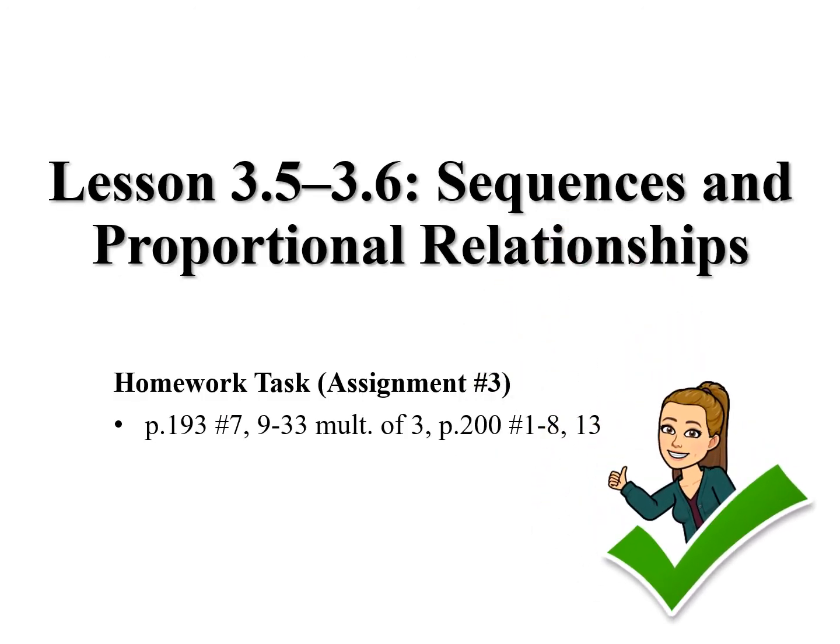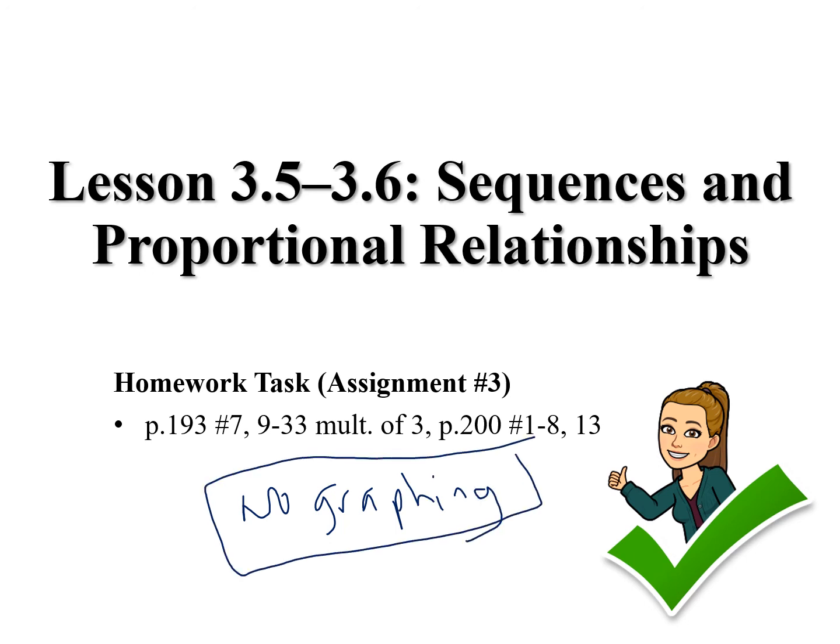Now you can go ahead and get started on the homework. Your homework task is page 193, number 7, and 9 through 33 multiples of 3, and then page 200, 1 through 8, and 13. On this assignment, just like on the last one, you can ignore the graphs. Number 7, I know, asks you to graph. A few other ones might. You can ignore the graphs. So no graphing. When we get to chapter 4, we're going to be doing a lot of practice with graphing. So tonight, just do the functions, the equations, the number stuff. You can ignore the graphs.